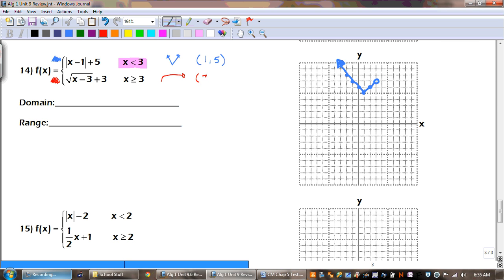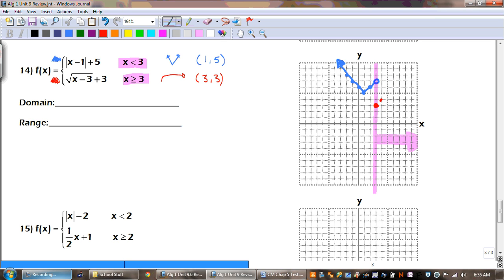My vertex is at 3, 3. And our limit is x is greater than or equal to 3. So I'm going to want everything greater, which is to the right. So our first point is at 3, 3. So 3, 1, 2, 3, open or closed? And it's going to be closed because it's greater than or equal to.